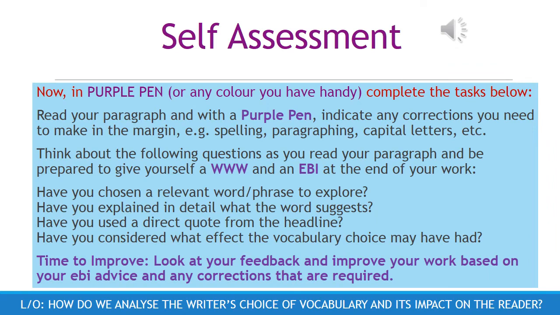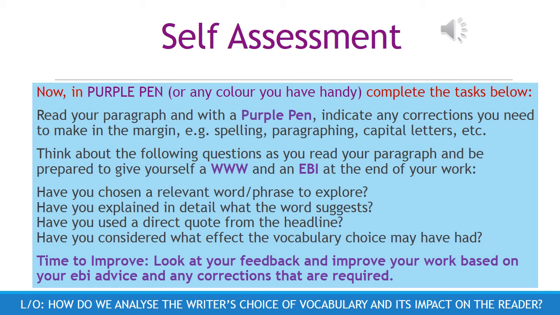Now we come to our self-assessment for the lesson. So think about how well you've done today. In particular, go back and read your paragraph with a purple pen or any other colour pen or pencil. And think about any corrections you need to make. So have you got any words that you think you might not have spelt correctly? Did you remember to include your paragraph? Can you see that it's a paragraph? If you've done more than one paragraph, have you set them out correctly? Double check your capital letters. Are any of them lowercase when they should be uppercase or vice versa?